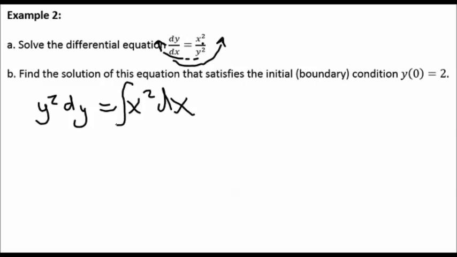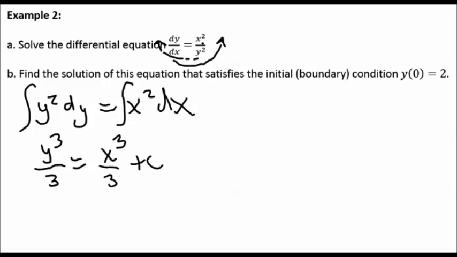Sweet. Let's integrate over both sides. And so we get y cubed over 3 equals x cubed over 3 plus c. And they say solve the differential equation. Check. There's our answer to part A. We've done that. Now, the part B here is the exact same thing as the previous example. It's just in different language. So I'm doing that on purpose to show you different ways this question might be asked.